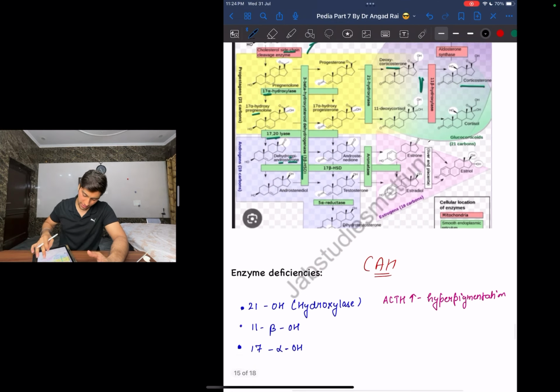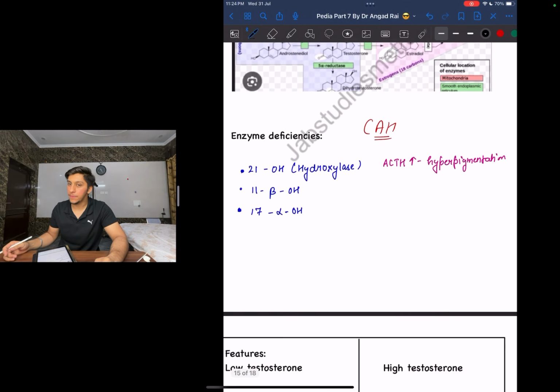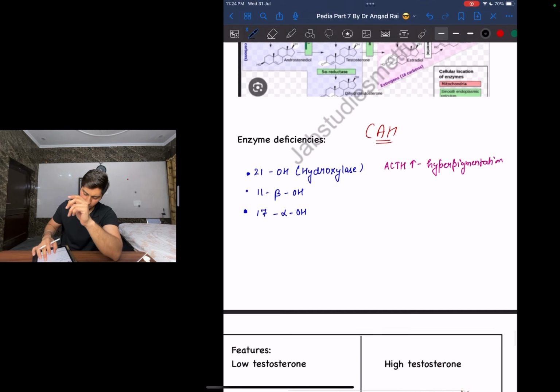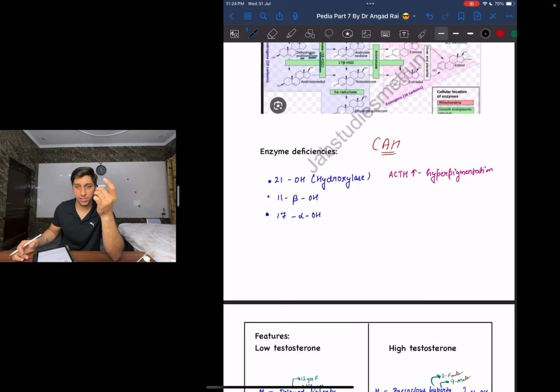Okay, let's talk about congenital adrenal hyperplasia. Now guys, in congenital adrenal hyperplasia, there are three main enzyme deficiencies. The most common type is 21 hydroxylase deficiency. Then second most is 11 beta hydroxylase, and then will be 17 alpha hydroxylase. Now whenever there are deficiencies as such, there is going to be reduction in testosterone. There can be increase in testosterone. There can be reduction in BP, or there can be increase in BP.